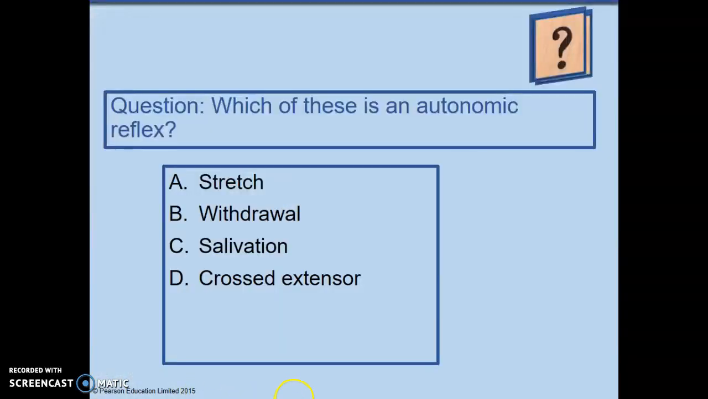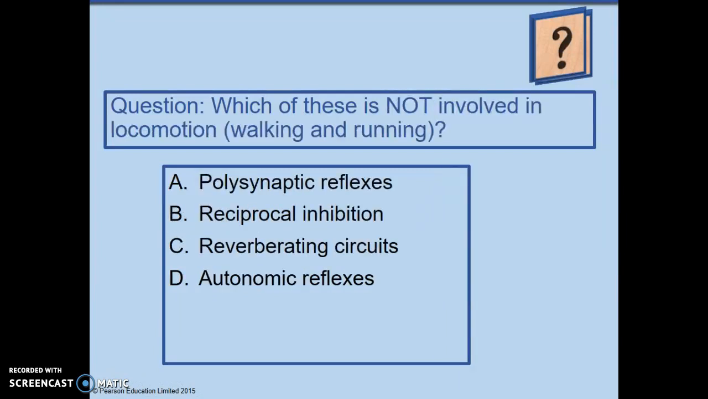Which of these is an autonomic or automatic reflex? Salivation. Which of these is not involved in locomotion, running and walking? Autonomic reflexes.